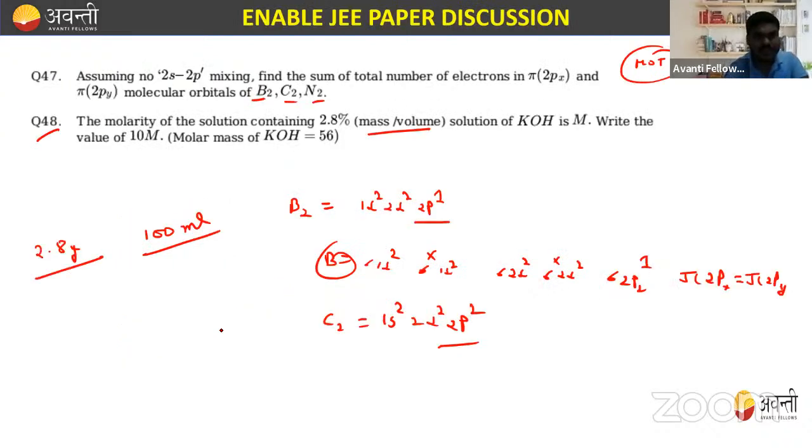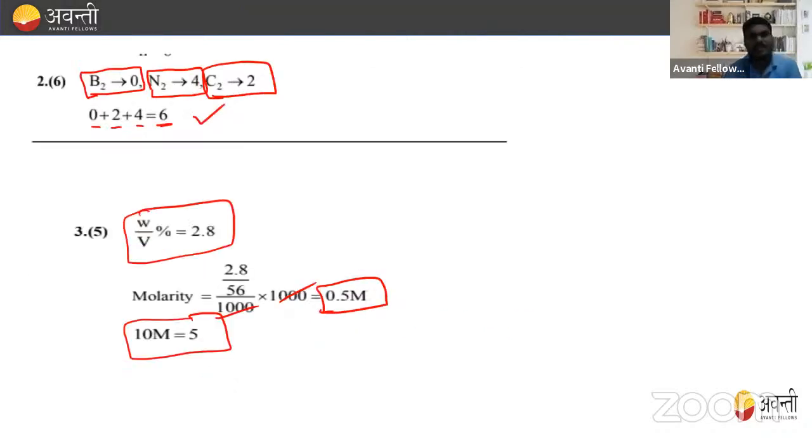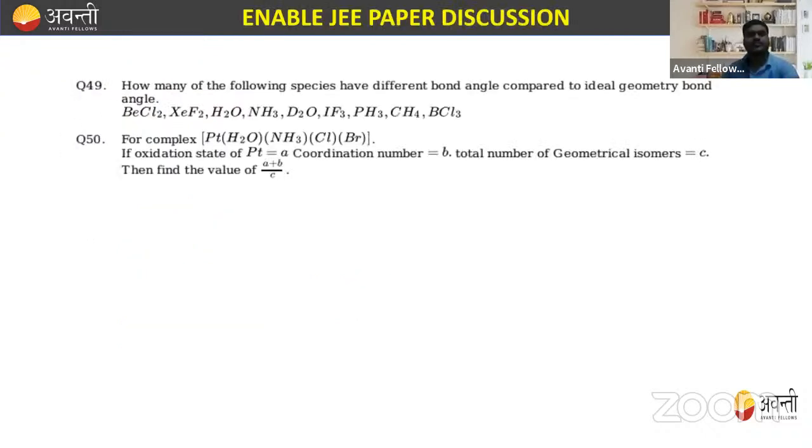So what is the correct option? The correct option is 5. Okay, so 10 molar you have to find. So 10 molar comes out to be 5. So it's a very simple question, very easy question. It's basically from concentration defining terms, right? Now, let's move to the next question.